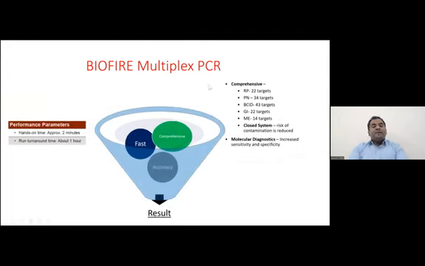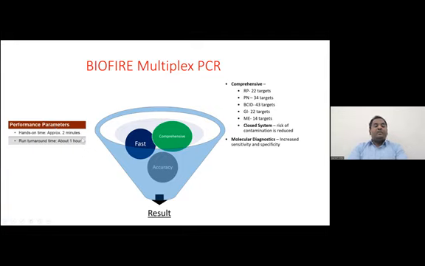So the point of a multiplex PCR, which is BioFire, it has hands-on time of approximately 2 minutes. That means human work is only for 2 minutes and turnaround time is around 1 hour. So it has fast and accurate results. It has a comprehensive panel.